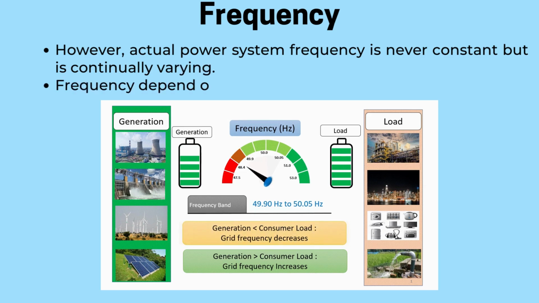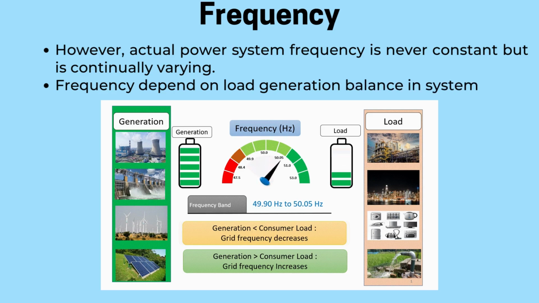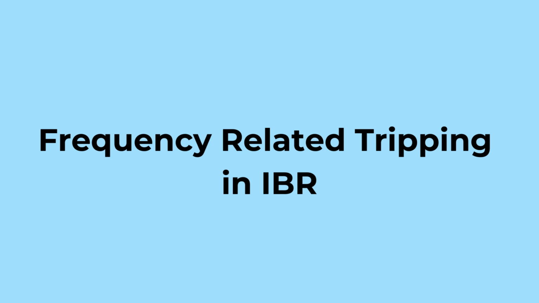This constant variation in frequency is a direct result of the delicate balance between power generation and load demand within the system. As the load increases or decreases, the frequency adjusts accordingly, striving to maintain equilibrium. In essence, the frequency of a power system is a reflection of its health and balance. When the load and generation are perfectly aligned, the frequency remains stable. However, any significant imbalance can cause fluctuations, which may lead to issues like frequency-related tripping. Now that we have a solid foundation of understanding frequency and its relationship with power systems, we're ready to explore the captivating world of frequency-related tripping and IBR.